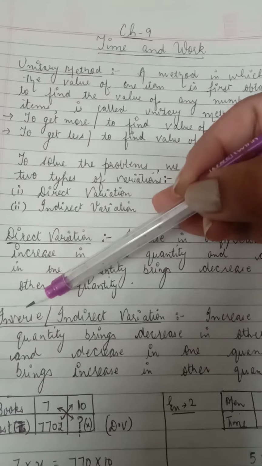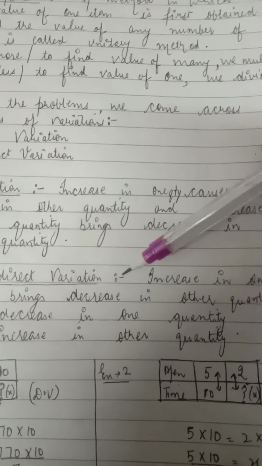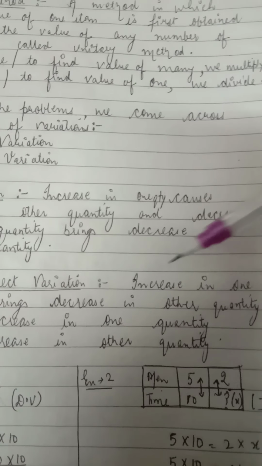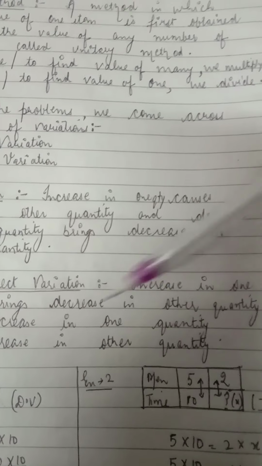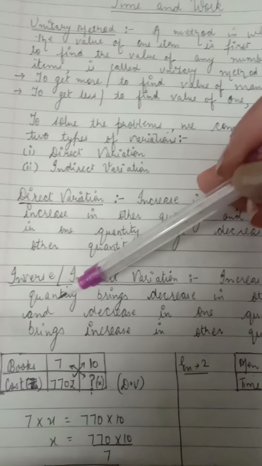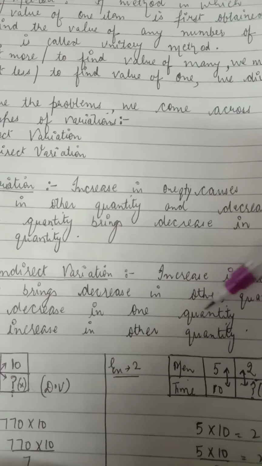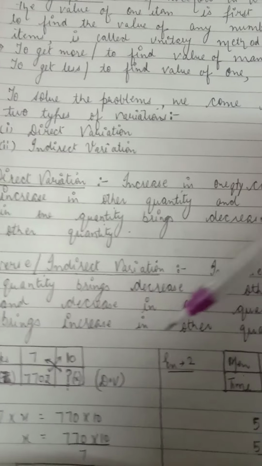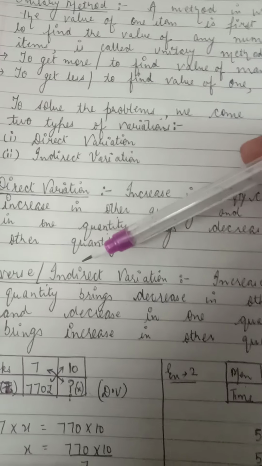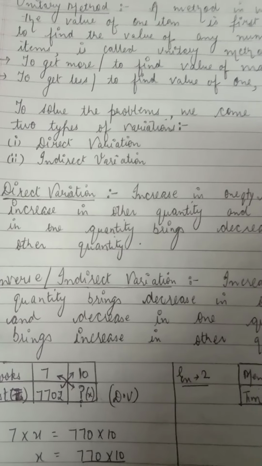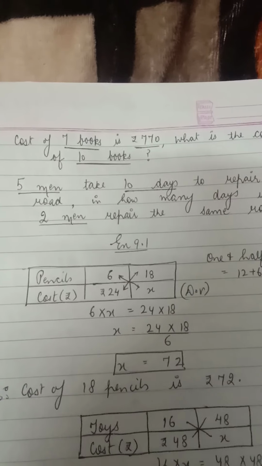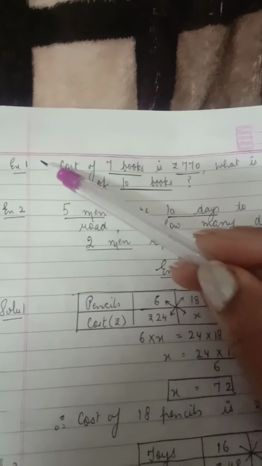Now let's read out what inverse or indirect variation is. If you are increasing one quantity, that will bring decrease in the other quantity. So one is increasing, the second one will decrease, and vice versa. If you are decreasing one quantity, it will bring increase in the other quantity. That's called your inverse or the indirect variation. Now we'll see how we solve the questions.